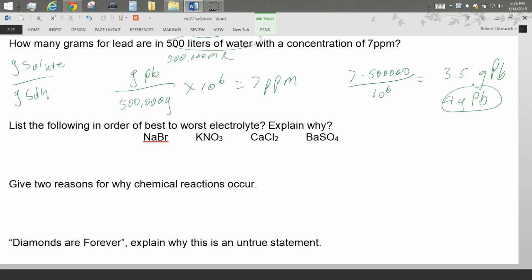List these in order of best to worst electrolyte. So which one's the best electrolyte? Yeah, this one's the best because it gives us 3 particles. Which one's the next best?